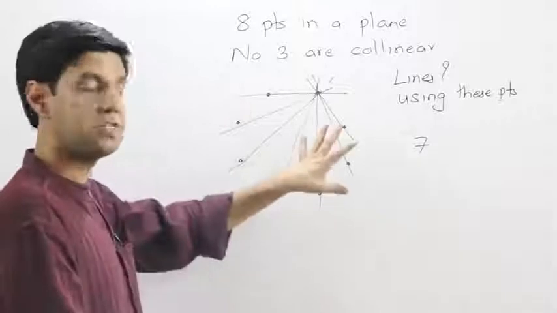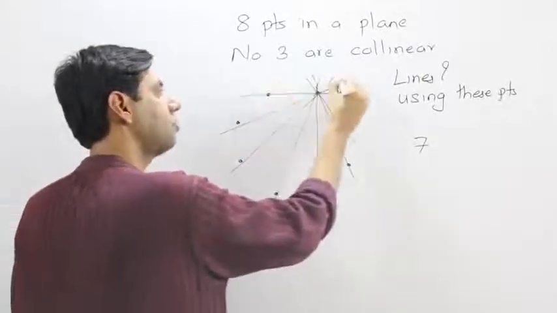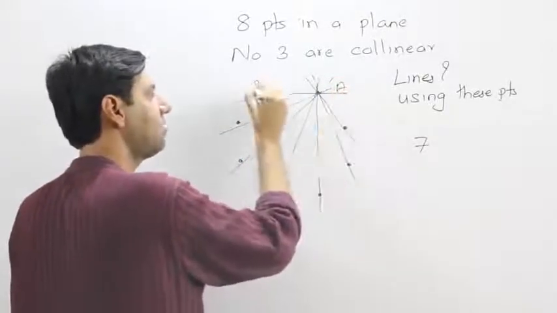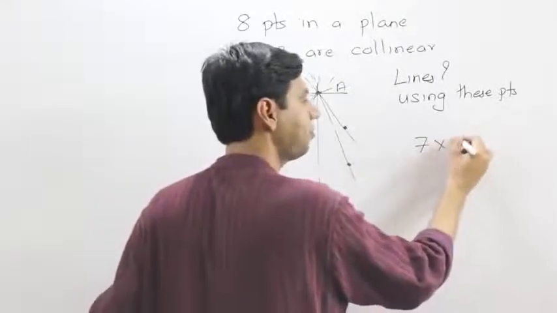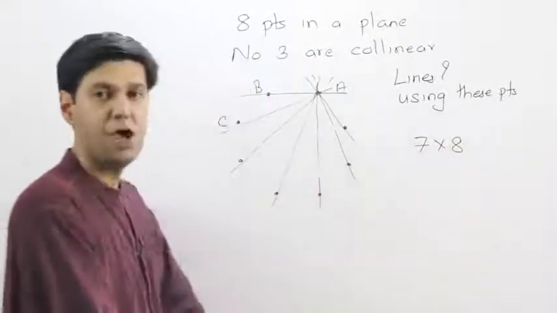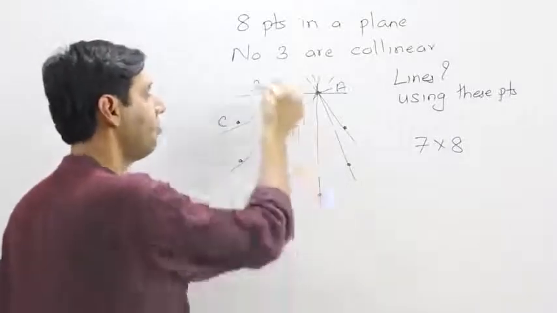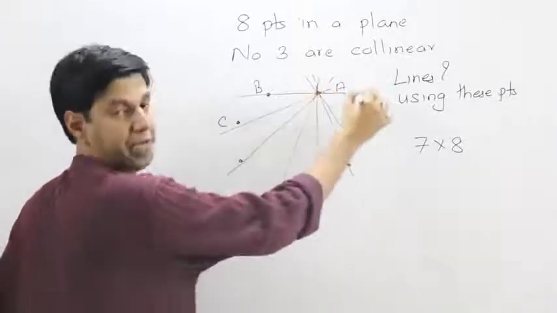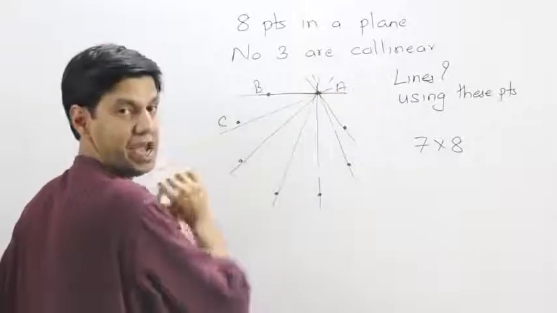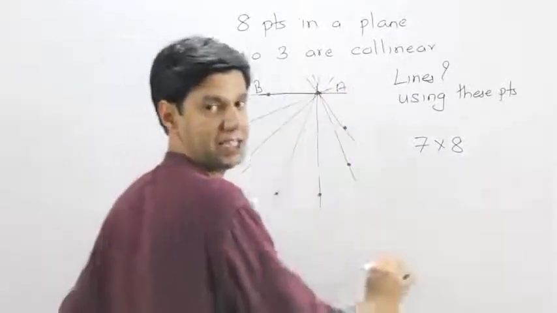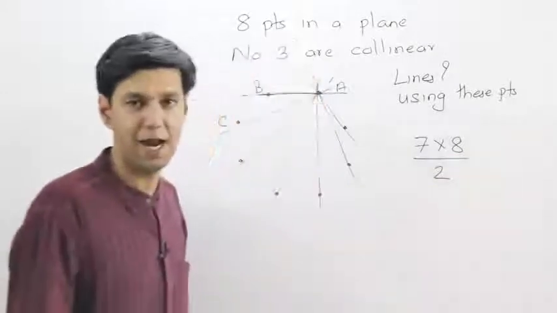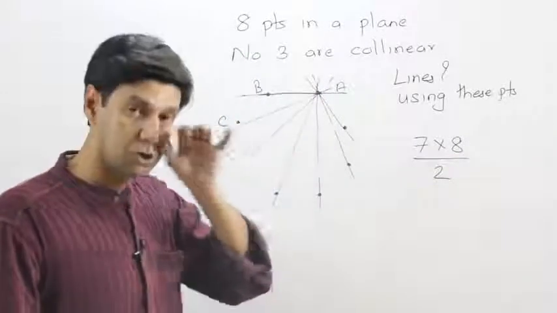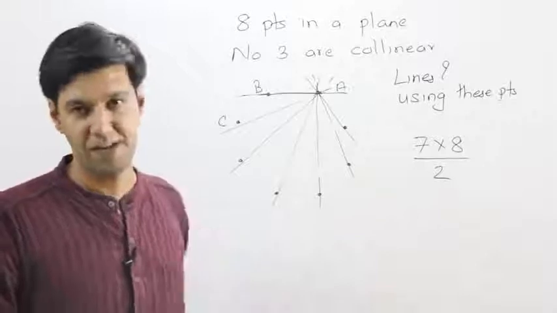And can the same process be repeated with the second point also? So with A I can draw 7 lines, with B I can draw 7 lines, with C I can draw 7 lines, and there are 8 such points. So the answer would become 7 into 8. However, if you look at it, this line AB, have I counted it from A and have I counted the same line from B as well? Each line will be counted twice, so we would be dividing it by 2 to get an answer.